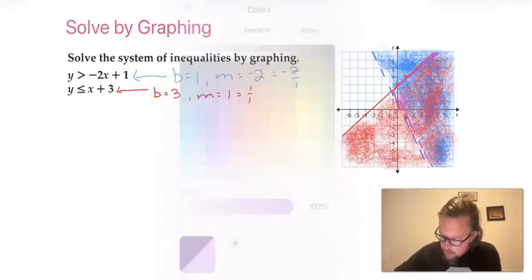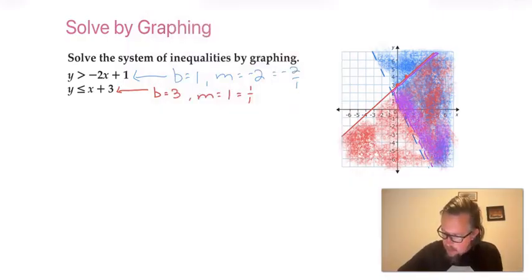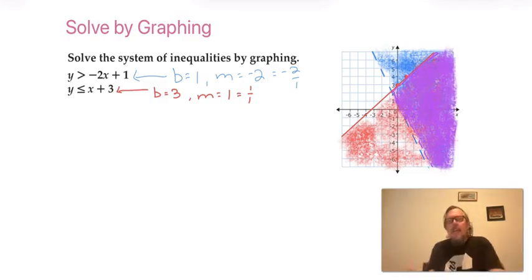This section right here is the solution. The solution is the part that was shaded twice. So I'm going to shade that really dark. There we go. That section right there, that's the solution to our system of inequalities, the part that was shaded 2 times. What it means is this system of inequalities has a bunch of answers, an infinite number of answers. Any point that is in that shaded section is a solution to this system.